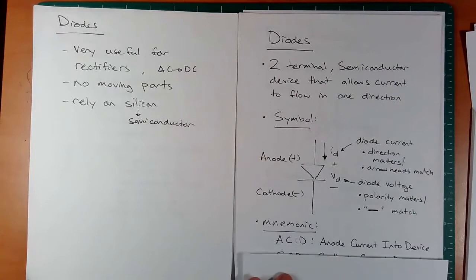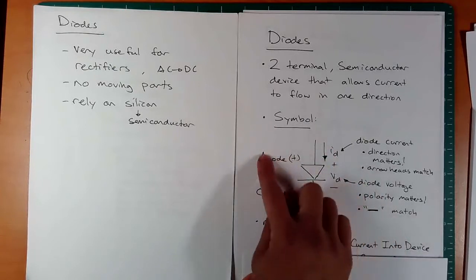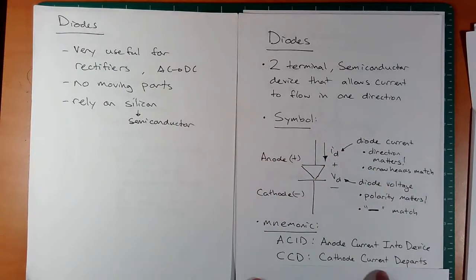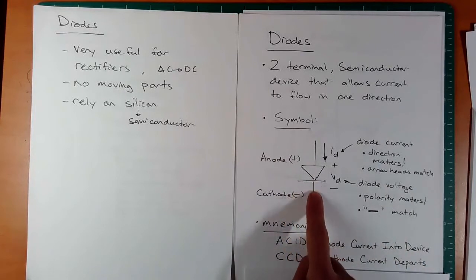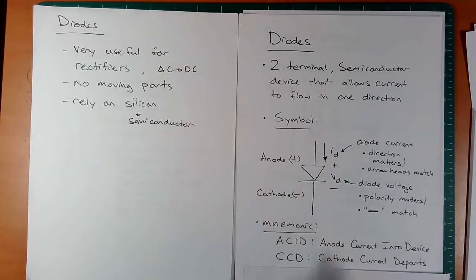All right, there's a few mnemonics to remember this. ACID: anode current into device, so this is the anode current, or CCD, cathode current departs, so the cathode current leaves. That's saying the same thing, right?